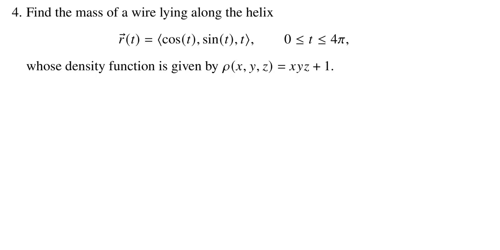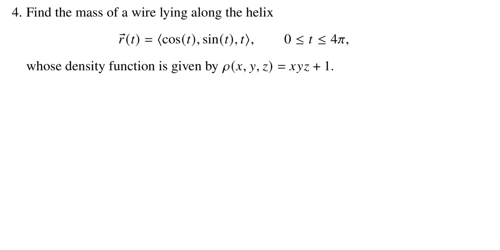In this problem, we're told that there is some wire lying along a helix, the helix is given by this parameterization function. And we want to find the mass of the wire, which is made more complicated by the fact that it doesn't have a constant density. And we know that because there's a density function given here. So depending on the x, y, z coordinates, the density is going to change.